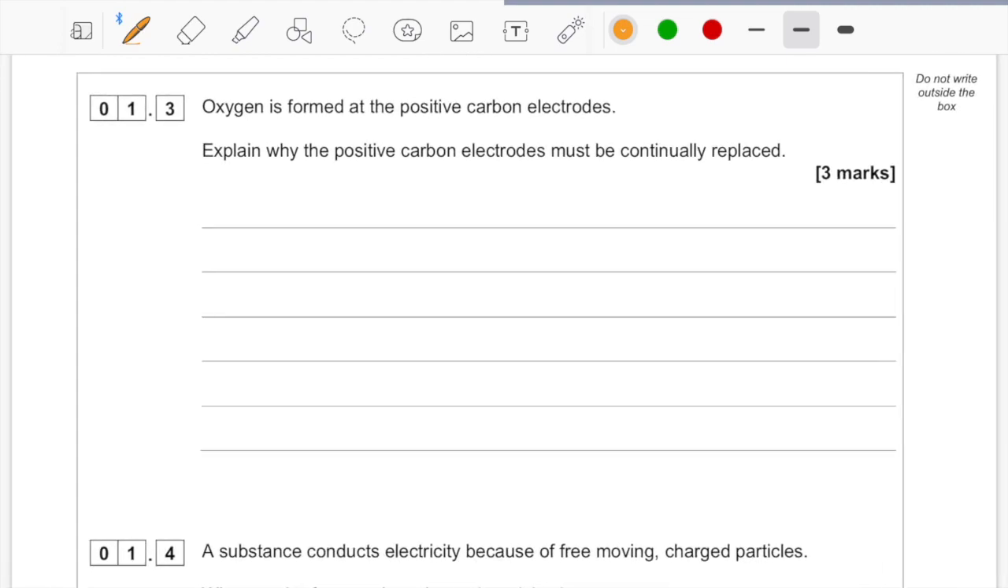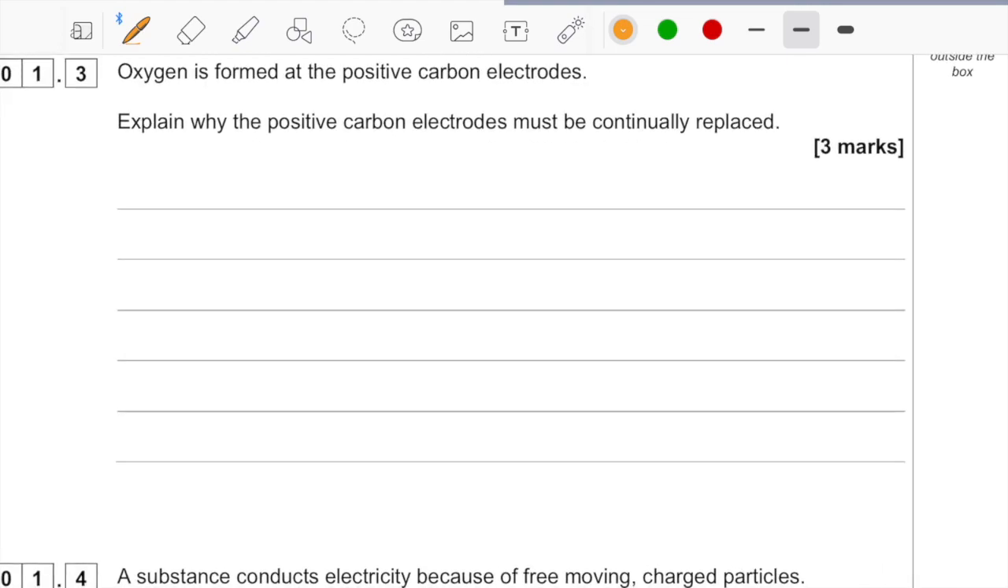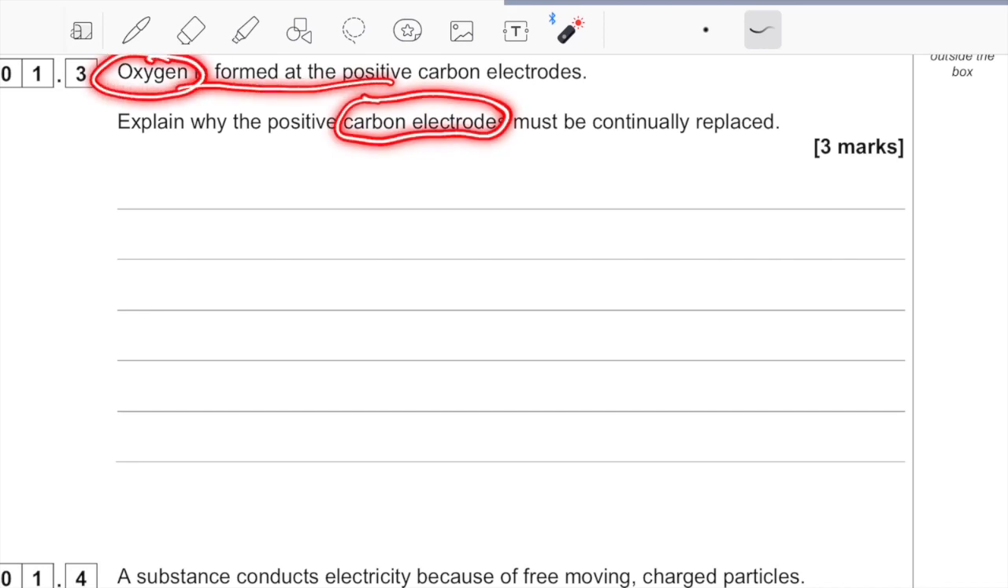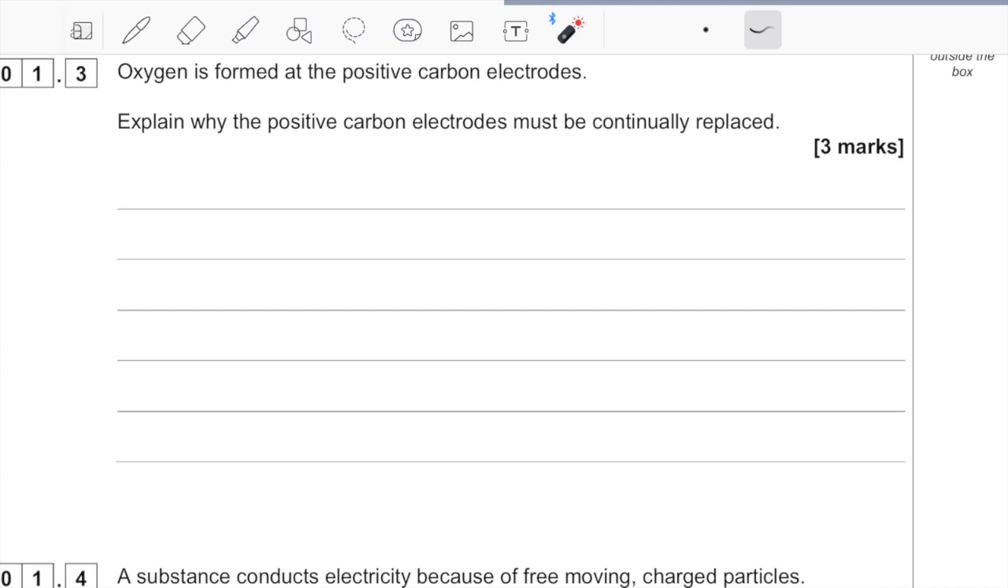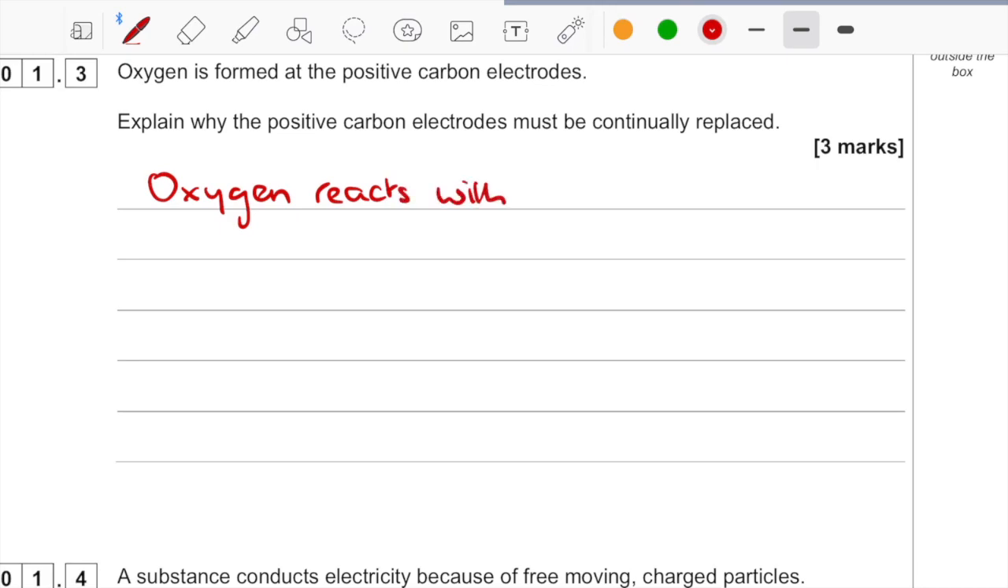Right, so this is a bit where the carbon part of it is important. So you've got carbon electrodes and oxygen is being formed at these electrodes. Now, oxygen is an incredibly reactive element. So this is 3 marks, and this is how we would think about the different marks. The oxygen formed reacts with carbon. So as the oxygen is being formed at those electrodes, it's reacting with the carbon. So that's 1 mark: reacts with carbon.